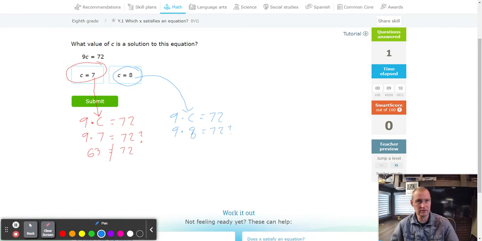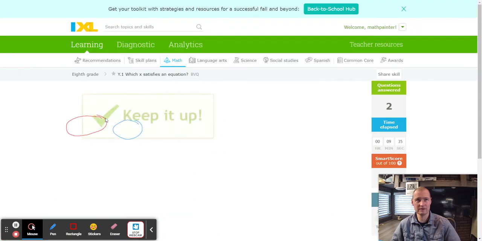Okay, and that's a beautiful 8, by the way. Look at that. There you go. All right. And 9 times 8, multiplication skills again. 9 times 8 is 72, which equals 72. So check. C equals 8 is the correct solution in this case. So I'm going to go ahead and choose C equals 8. And that's what we're doing today.